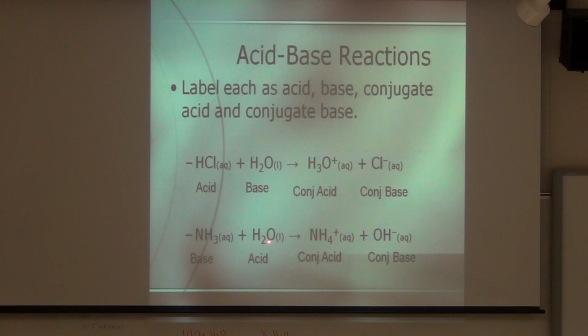You start out with 2 H's and an O, you end up with 1 H and an O. Because it's a positive charge that's lost, we go from neutral to negative.